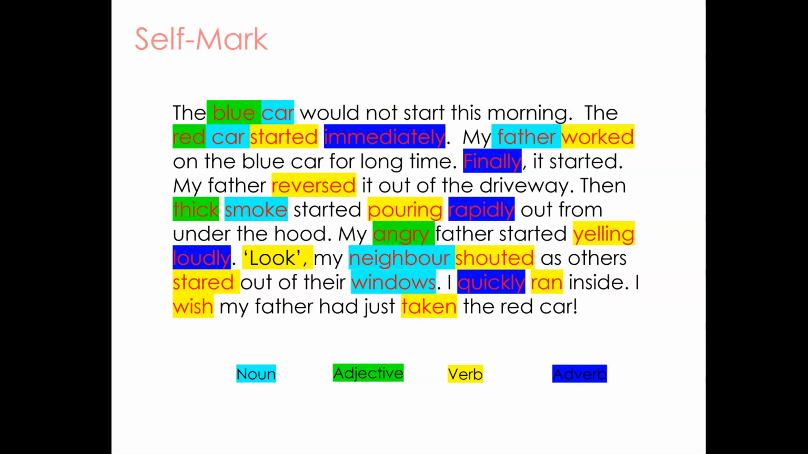Okay, over to you then for self-marking. And through that, you should be able to identify which of the word classes you're most confident with. Okay, if there's a particular word class that you misidentified or were unable to label, that is the one to focus on and to continue revising.